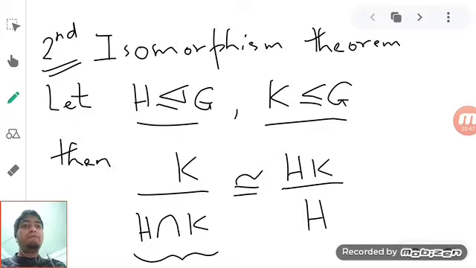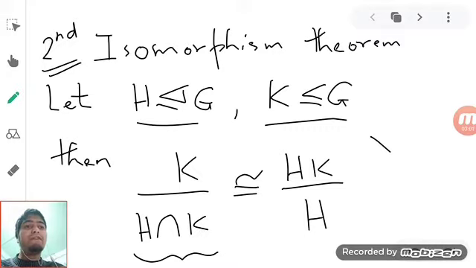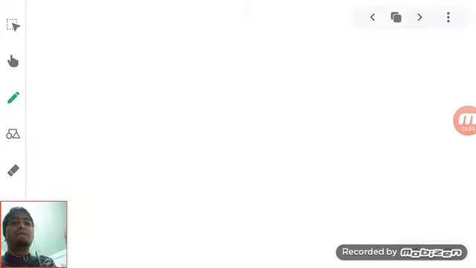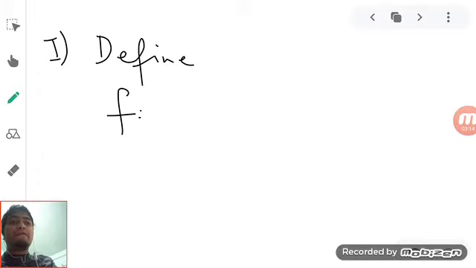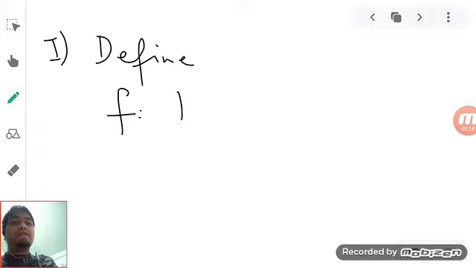So now what we will do: if we have to show that X by Y is isomorphic to Z, what do we do? We will define a function from X to Z. So that is what we will do here too. We will define a function from K to HK over H. Number one, that is the first step. Define a function f from K to HK over H.